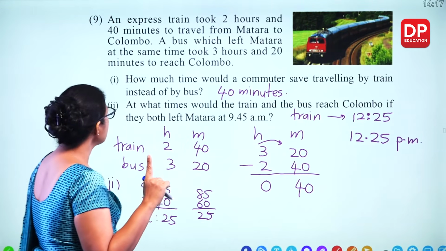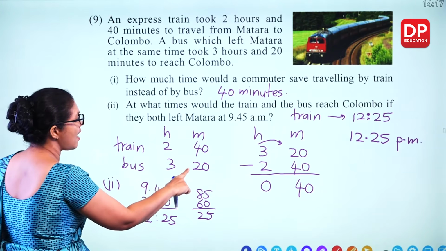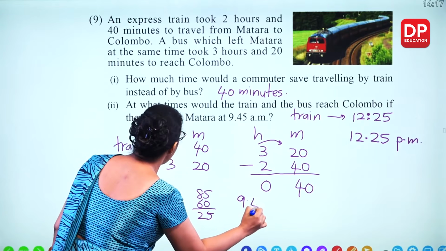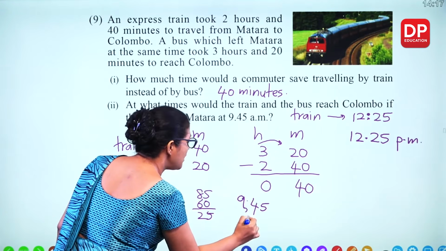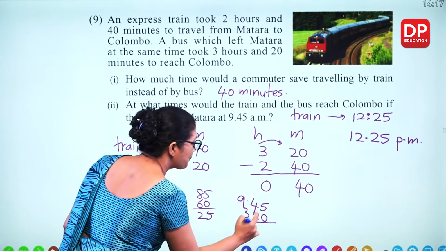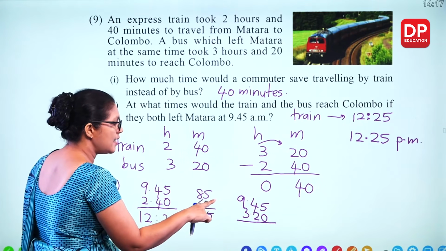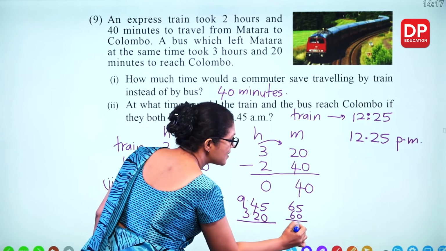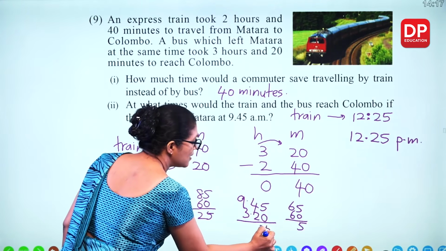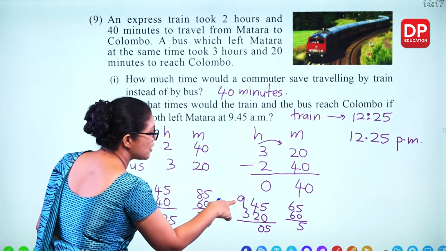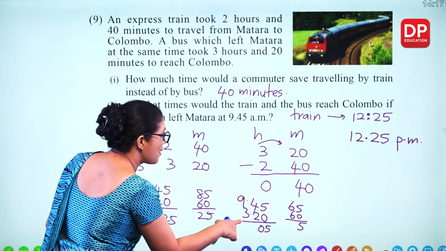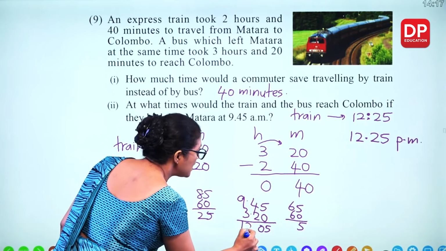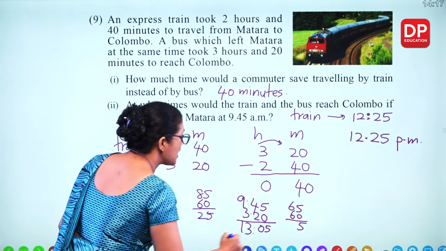Now we'll take the bus. Bus takes 3 hours and 20 minutes. So we'll add 9:45 and 3 hours and 20 minutes there. 45 plus 20, you get 65. So you can't write 65, subtract 60, you get 5 here. And here you have to take 1 there, 10. So 10 plus 3, 13. So what's the time?